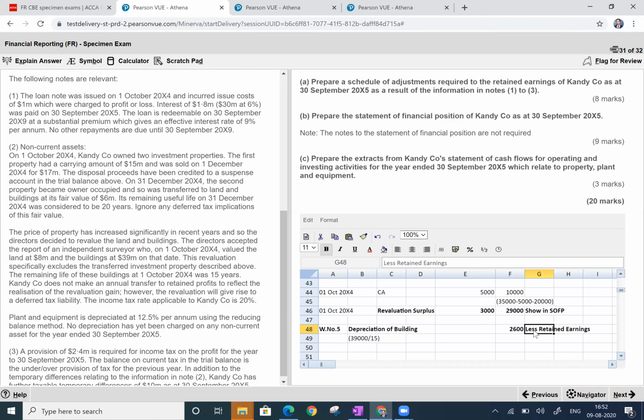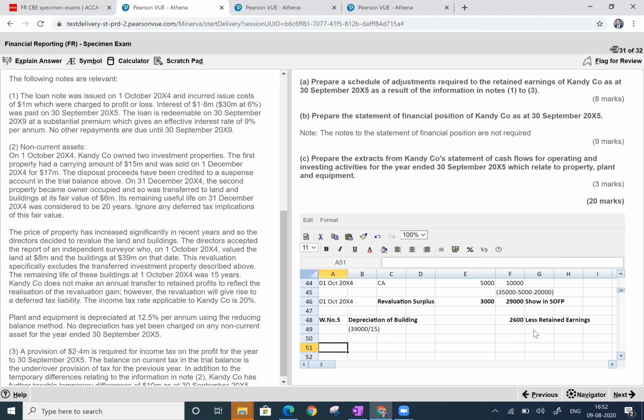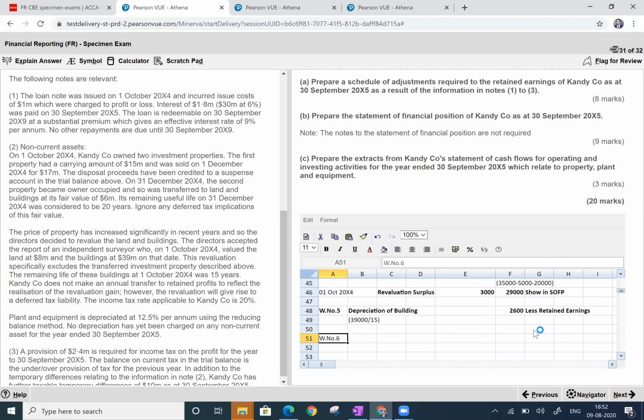Done. Okay. Now continue. However, revaluation will give rise to a deferred tax liability. Income tax rate applicable to Candy is 20%. So I'm just going to write a small working note. Working note number 6. What is that? Revaluation surplus to be shown in SOFP.